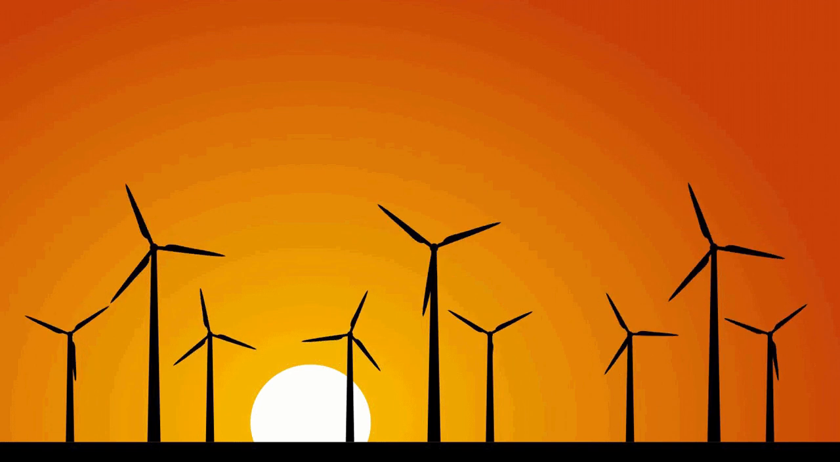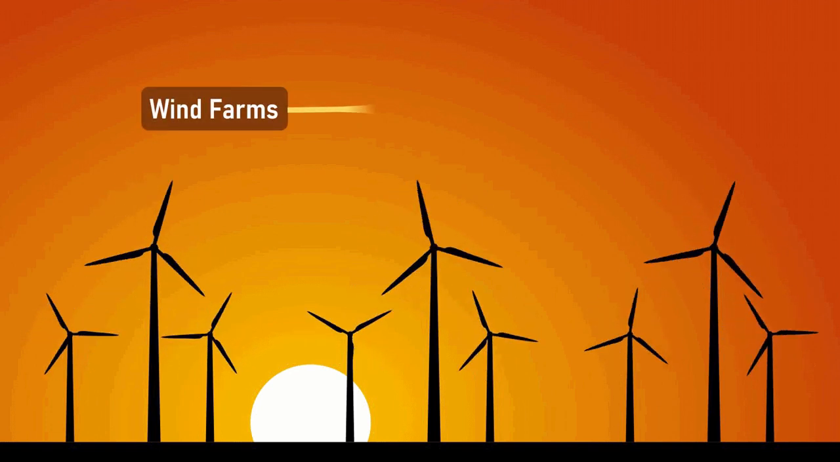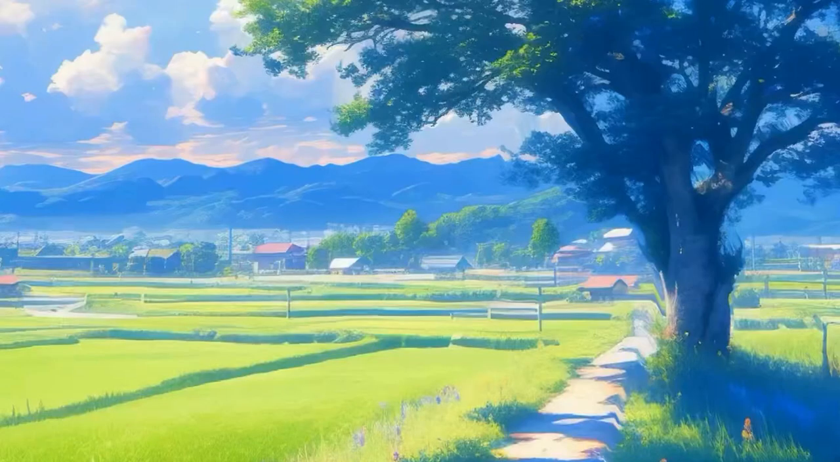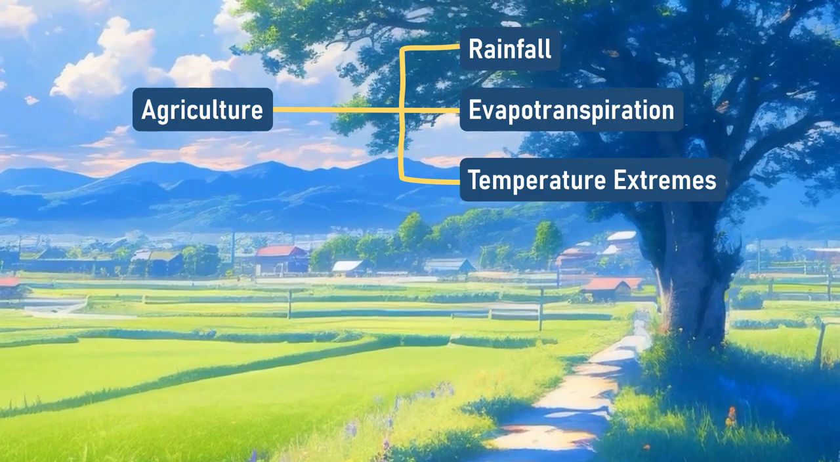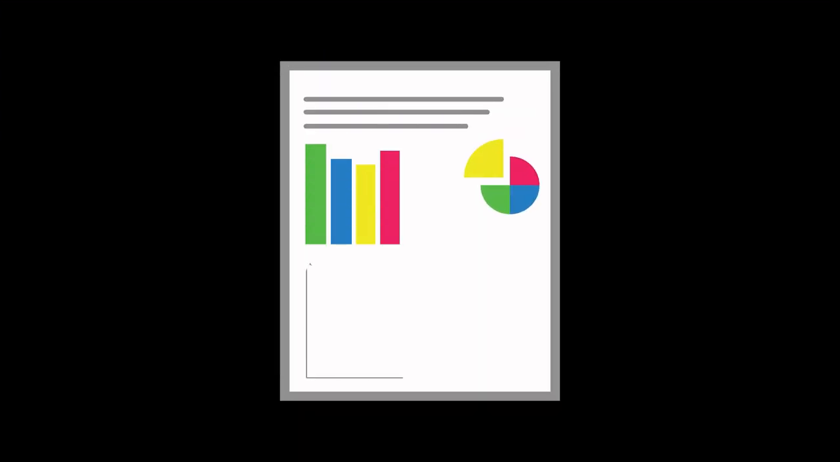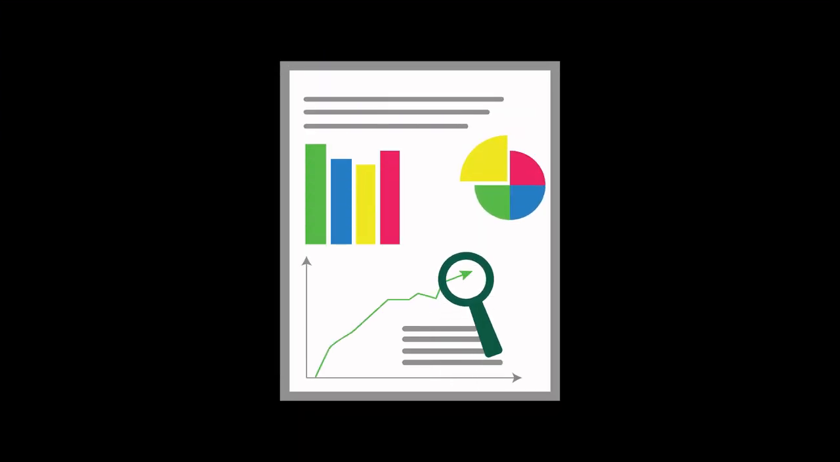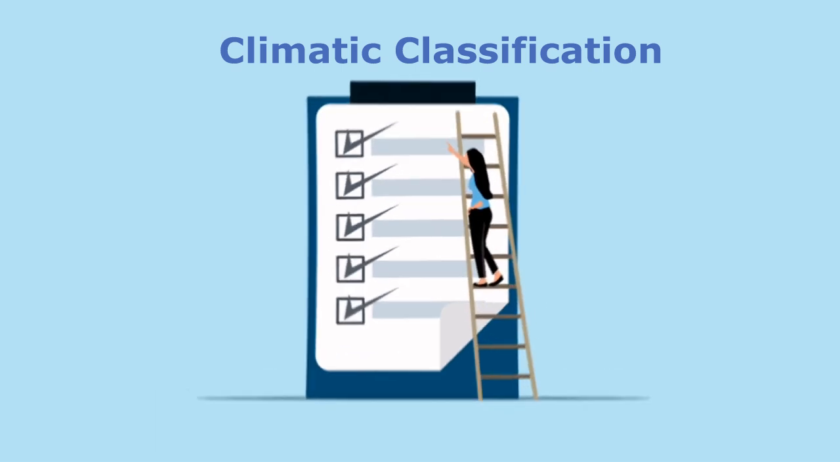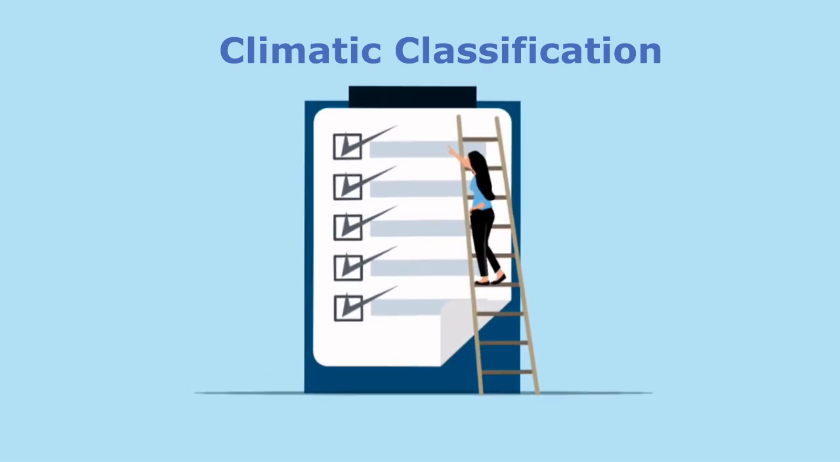Are you looking to build wind farms? Then wind speed and direction are what matter. Are you studying agriculture? Then it's rainfall, evapotranspiration, and temperature extremes. The way we classify climate isn't fixed. It's a tool. And like any tool, it adapts to purpose. Climatic classifications are inherently goal-dependent. They're constructed not only from data, but also from intent.